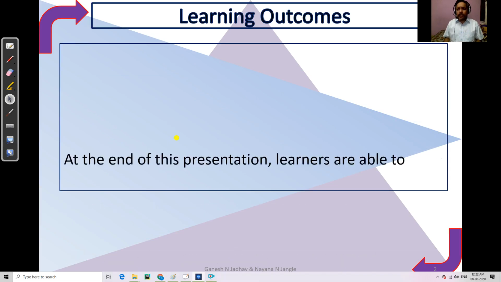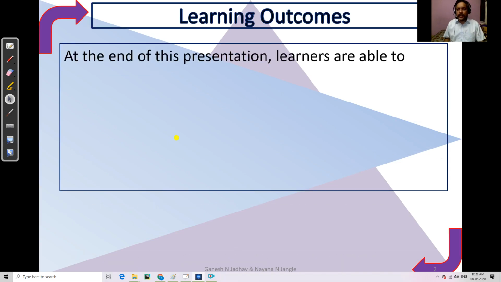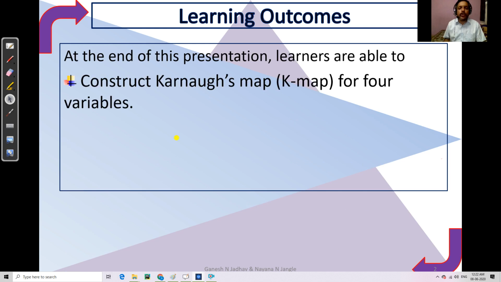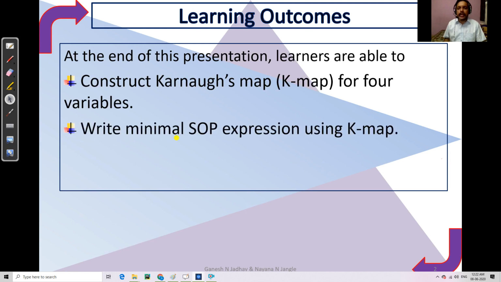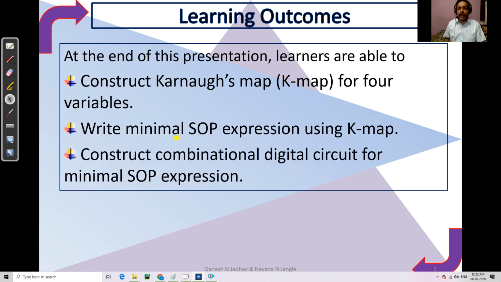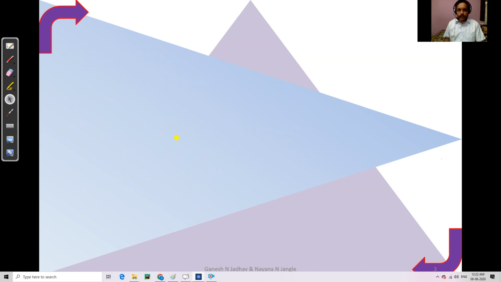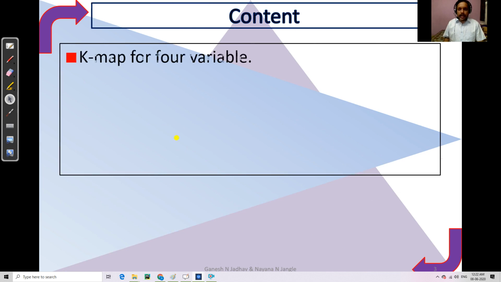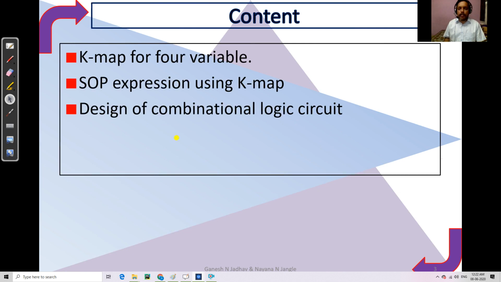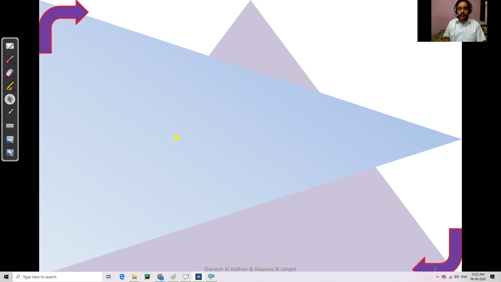What are the learning outcomes of this session? At the end of this presentation, the learners will be able to construct the Karnaugh map for four variables, write the minimal SOP expression using the K-map, and construct the combinational digital circuit for the minimal K-map expression. What are the contents? The contents are K-map for four variables, SOP expression using the K-map, design of combinational logic circuit, and summary.